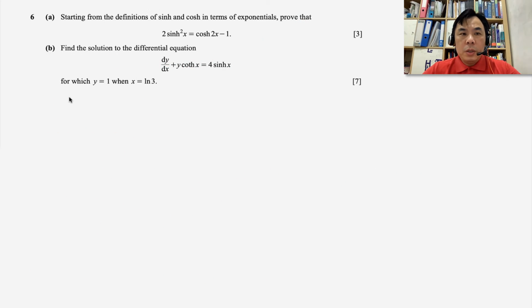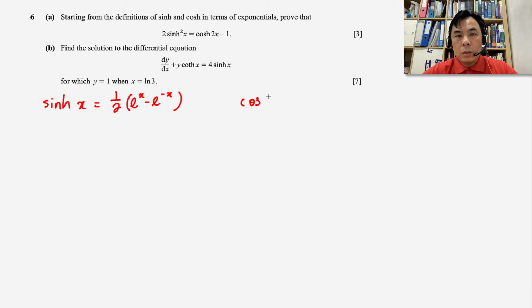All right. Question 6. This is about hyperbolic sine, cosine and tangent. So the first part, starting from the definition of the hyperbolic sine and hyperbolic cosine in terms of exponentials, prove that this is true. Okay, so we're going to start off from the definition here. We know that sinh x is given by this, whereas cosh x is given by this.